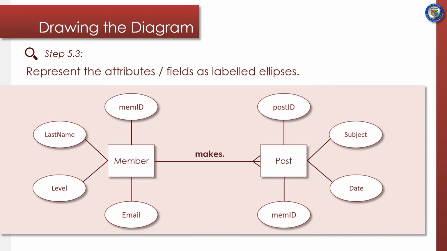The next step is to add our entity attributes around our entities. These will be represented as labelled ellipses. We can see that we have each entity attribute going around the entities. For member, we have memID, last name, level, and email. And for post, we have postID, subject, date, and memID, which was inserted, of course, as our foreign key.